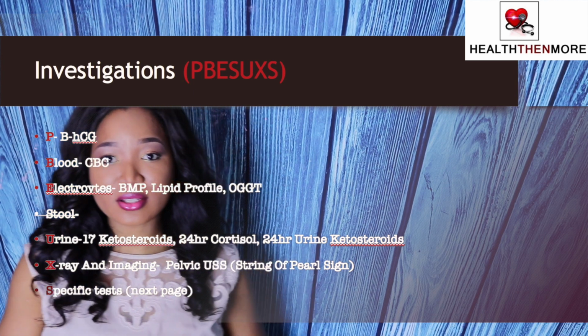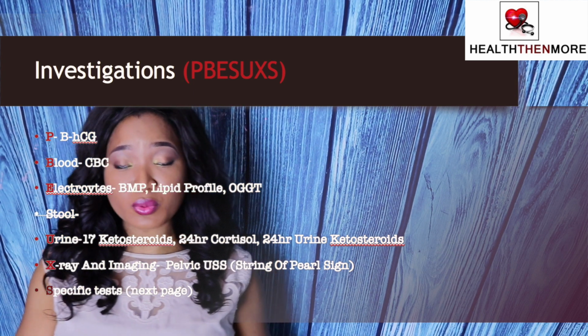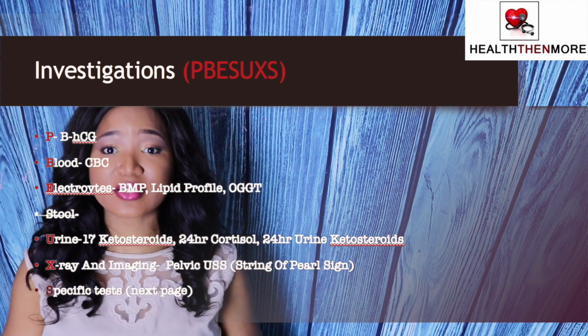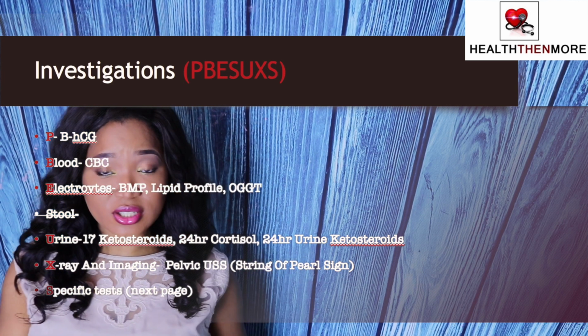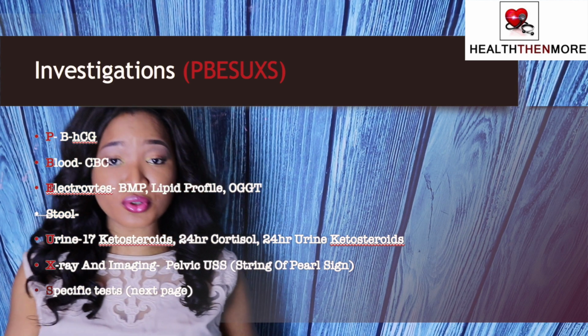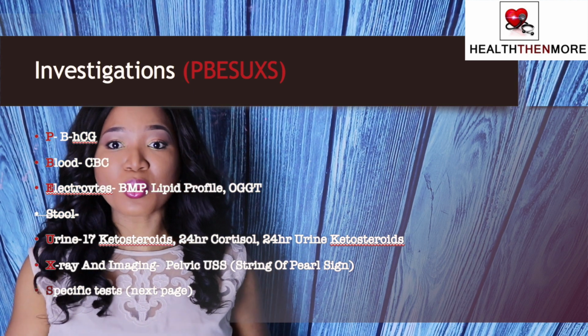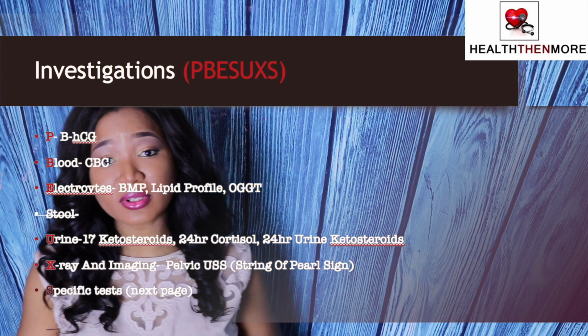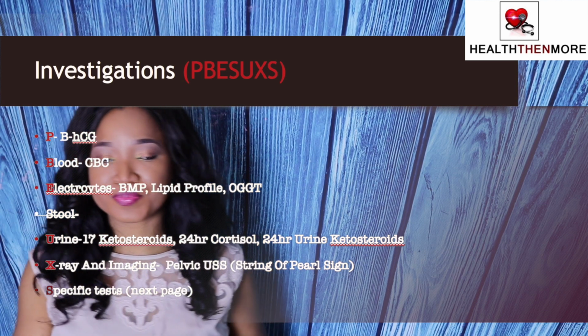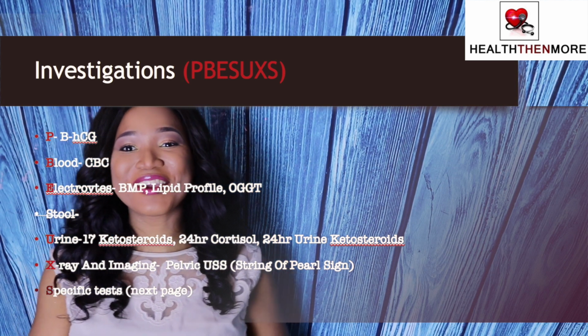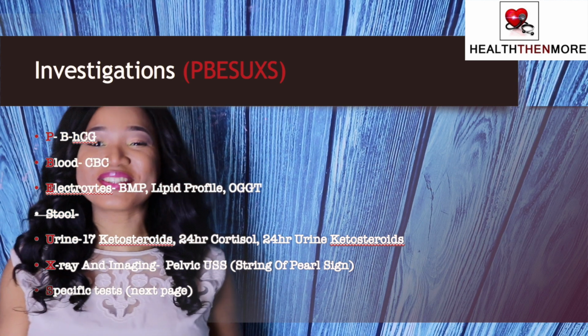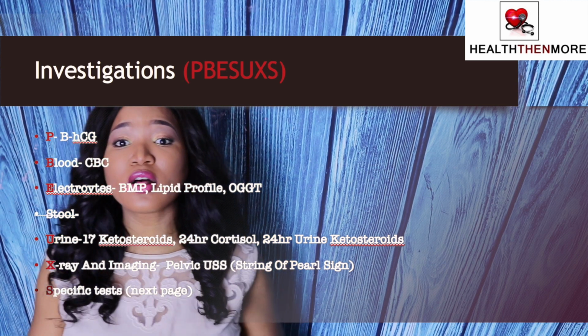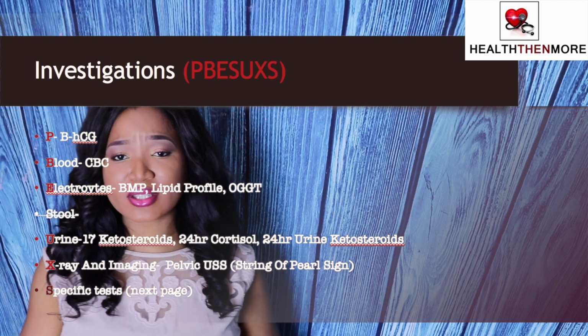Now in PCOS, because it's a female, we'll start with the P, which is pregnancy. We have to rule out pregnancy, and that is done with the beta HCG test, which could be from the serum or the urine. And then when we're done with that, we move on to the B, which is the blood work. We're going to do our CBC, complete blood count. For the electrolytes, we will do everything that basically has to do with the serum, from the basic metabolic profile to the lipid profile, as well as the OGTT.